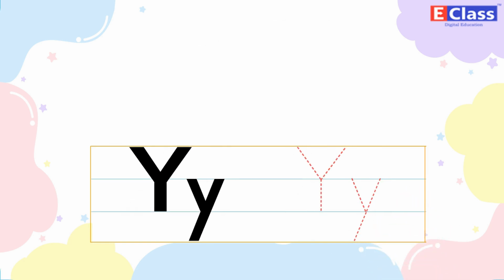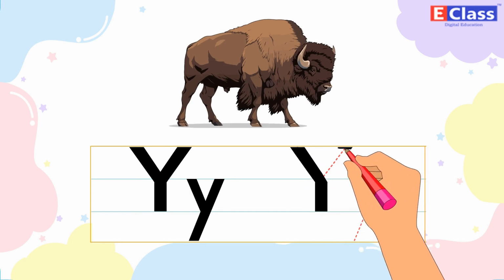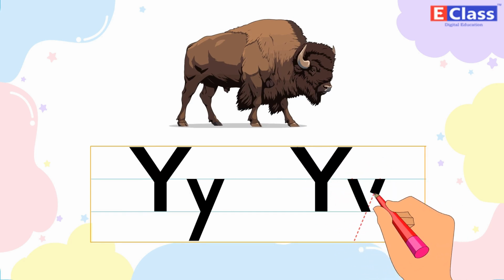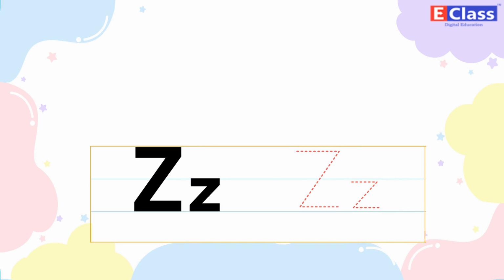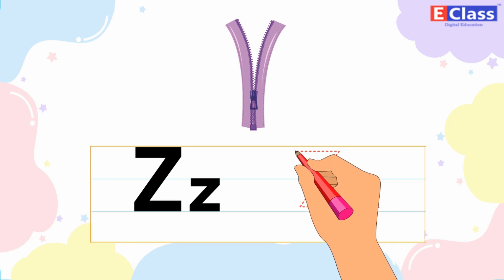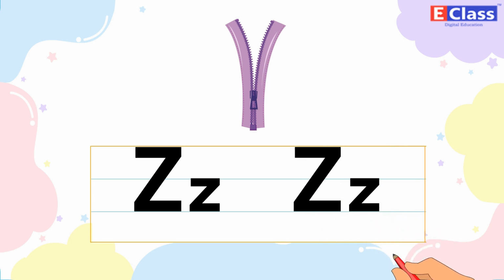Y for yak. Capital Y, and small y. We are almost there. The last one is Z. Z for zip. Trace Z. Both ways. Capital Z. Small z. That is amazing. You all remembered your ABCs like rock stars.